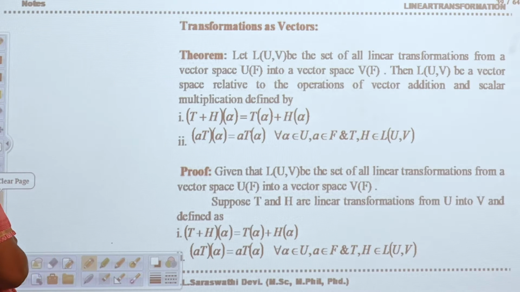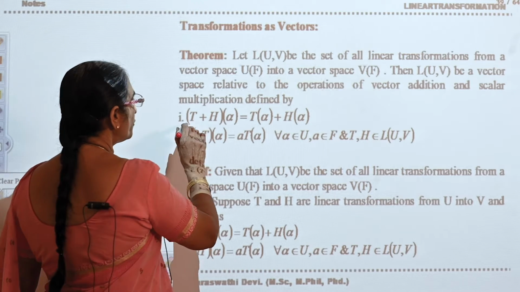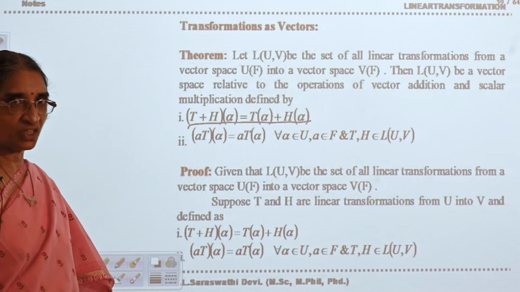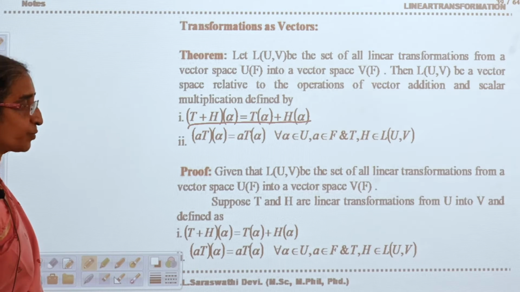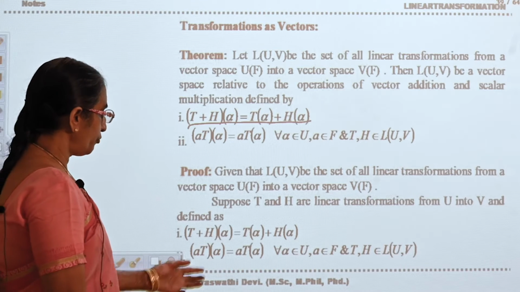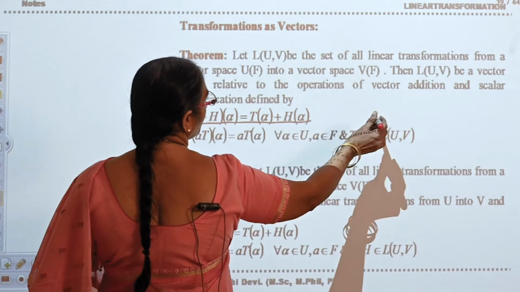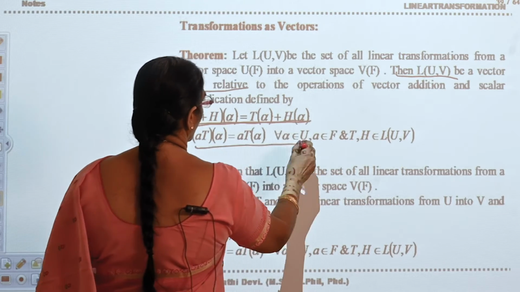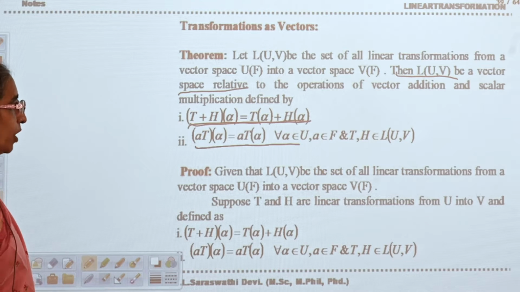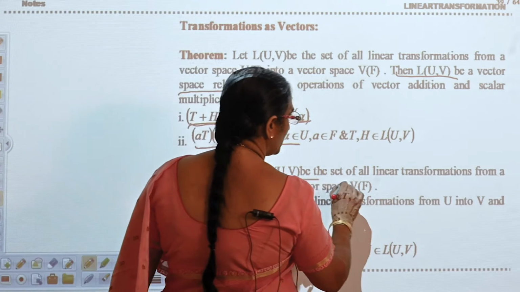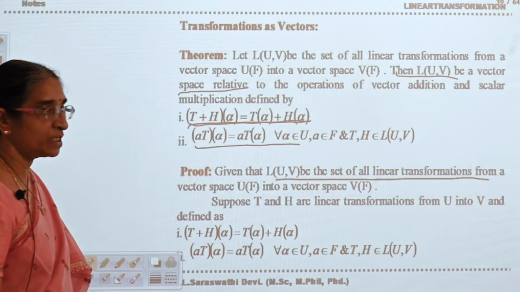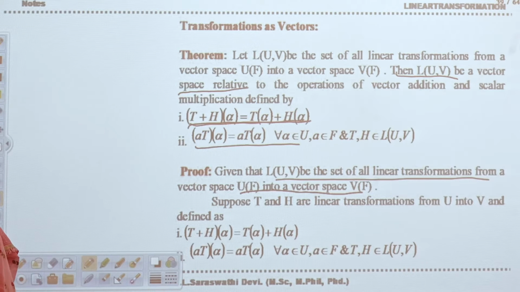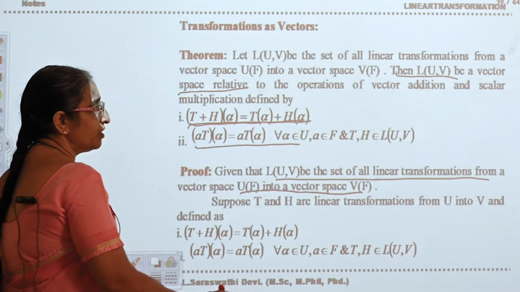Now, see, already the sum of two linear transformations is a linear transformation, you have proved. And scalar multiplication of a linear transformation is a linear transformation, we also proved in the previous video. Now see how we are proving this, that is, the set L of UV is a vector space with respect to these two operators. We are going to prove that. What is given to you? L of UV is the set of all linear transformations from U to V. Okay. Now, let T and H be linear transformations from U to V.